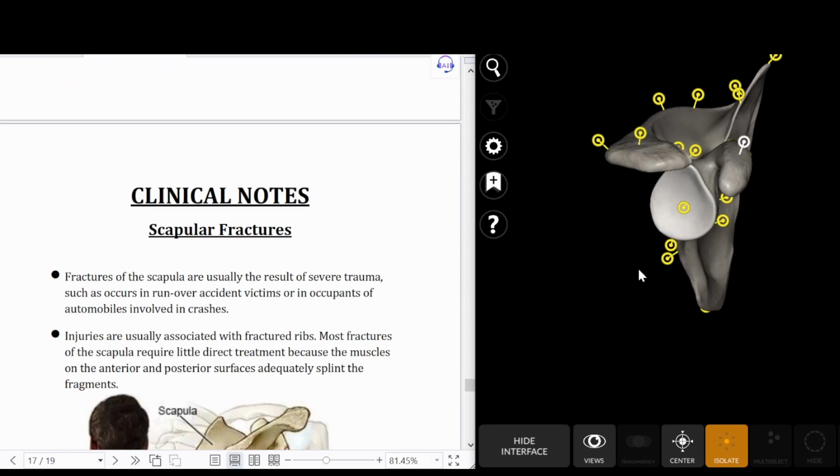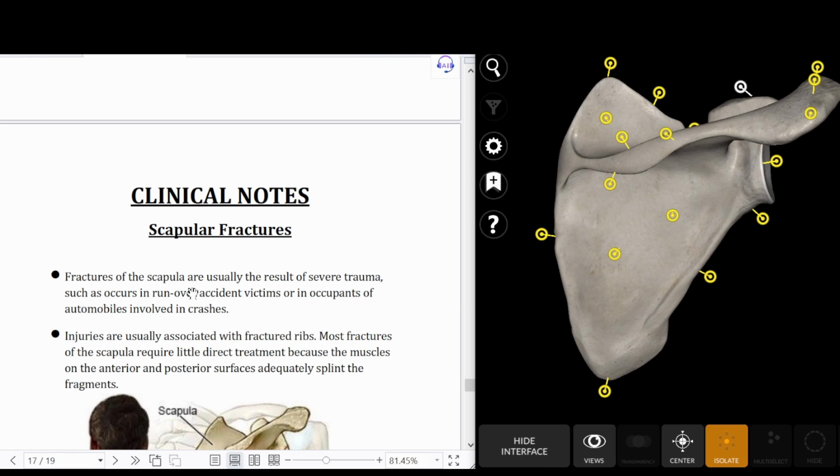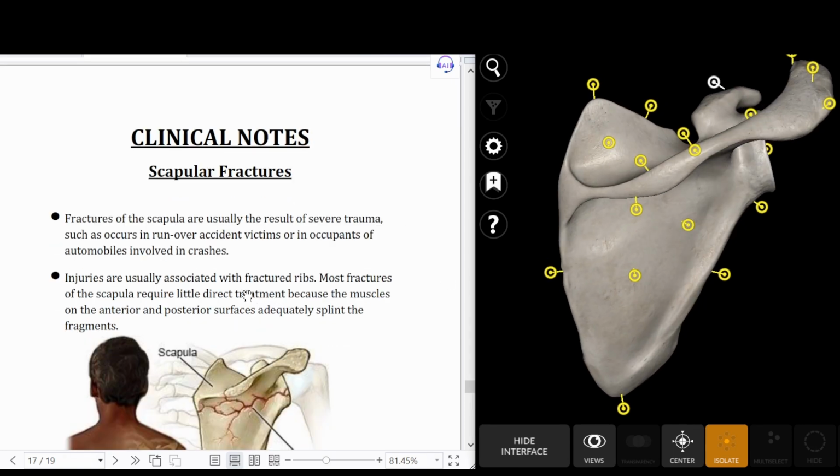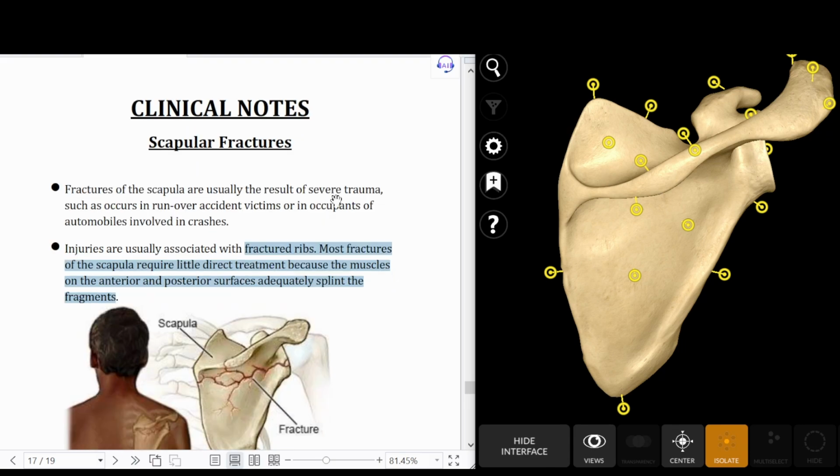Now, clinical notes: fractures of the scapula can occur in accidents, such as automobile accidents or crashes. And these scapular fractures are usually accompanied by fractures of the ribs. Most fractures of the scapula require little direct treatment because the muscles of the anterior and posterior surfaces adequately splint these fragments. So if a scapular fracture happens, the muscles hold these fragments in place, so usually they require little direct treatment.